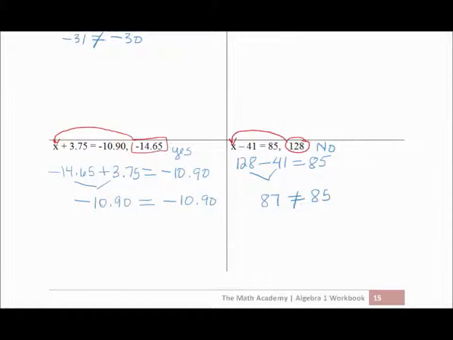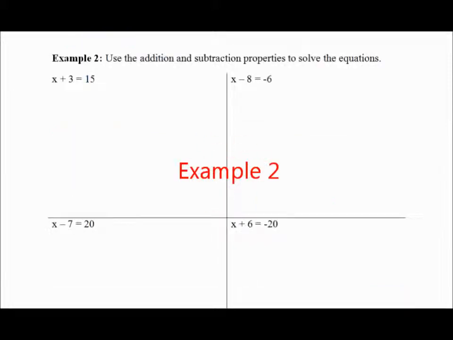Let's go ahead and take a look at example 2. Use the addition and subtraction properties to solve the equations. With this example, we have 6 problems that we're going to work. We're going to work 3 together, and you'll do 3 on your own. So let's go ahead and get started.